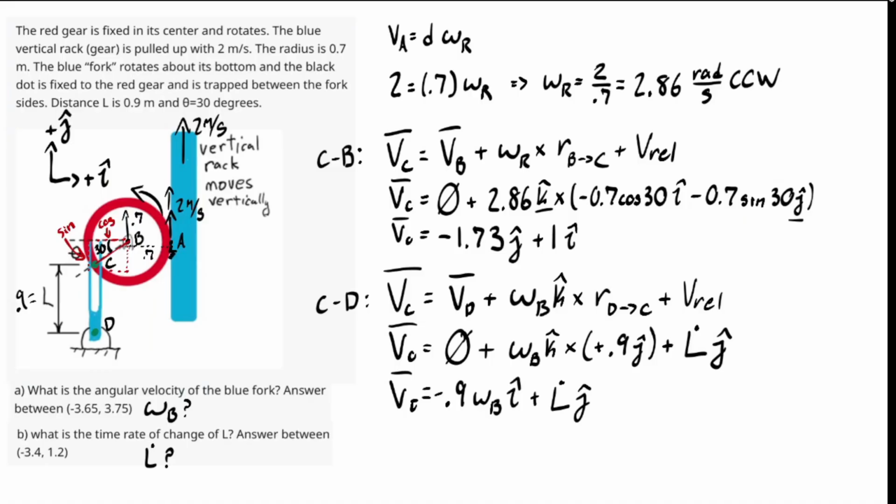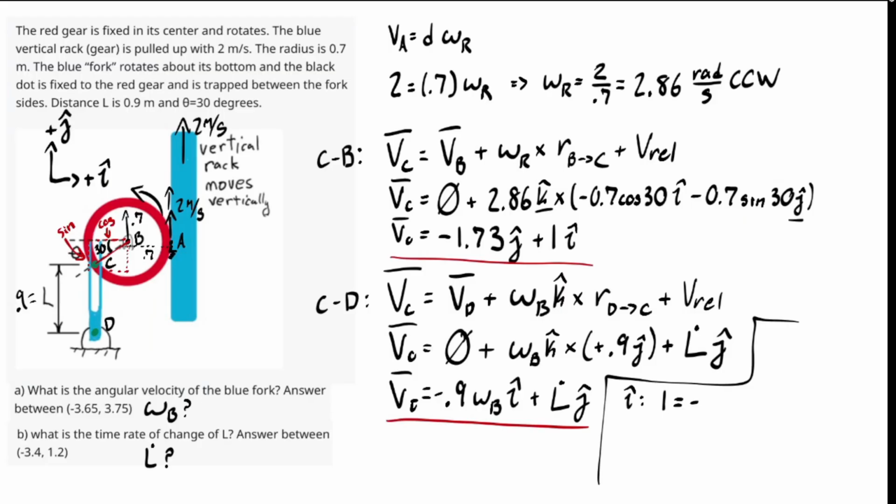Cool. All right, so now we have our two equations. We have this one up here and we have this one down here. And they both equal VC, so we can just equate them to each other. In my I component for this equation, right? Since I and J are orthogonal to each other, we can equate the I components of the first equation to the I components of the second equation. When we do that for the I's, we get that 1 equals negative 0.9 WB. And in the J side, from the top equation, negative 1.73 equals, from the bottom equation, L dot.